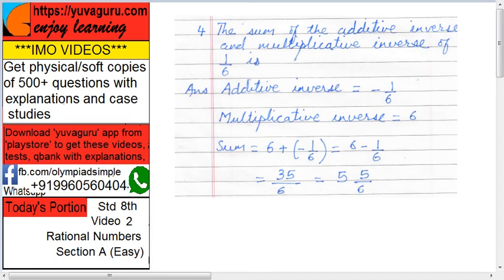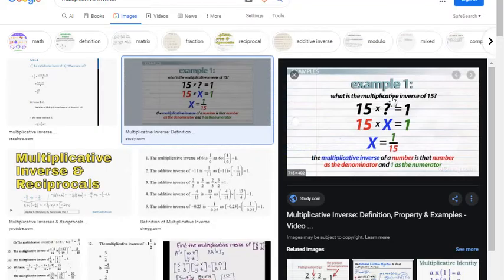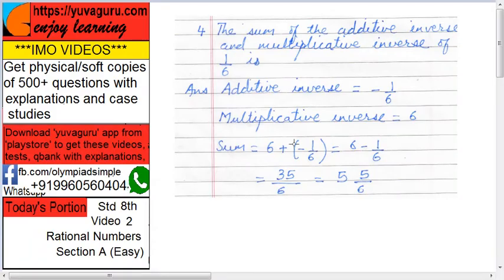Now multiplicative inverse. Multiplicative inverse means that number which when multiplied with the original number, the answer is 1. So 15 multiplied by what is 1? 1 upon 15. So numerator should be 1 and denominator should be that number. But the final answer should be 1. That is the basic meaning. So multiplicative inverse of 1 upon 6 is 6.